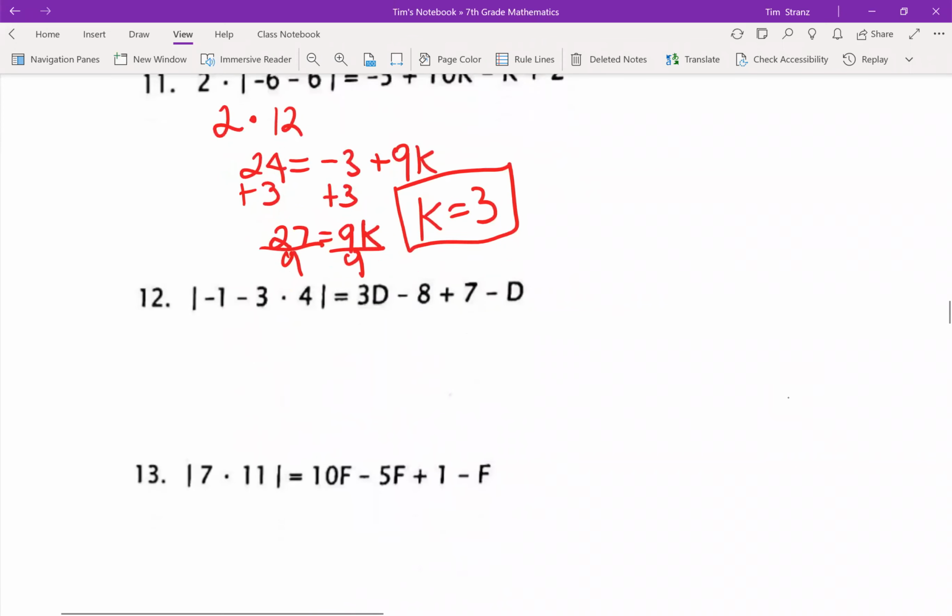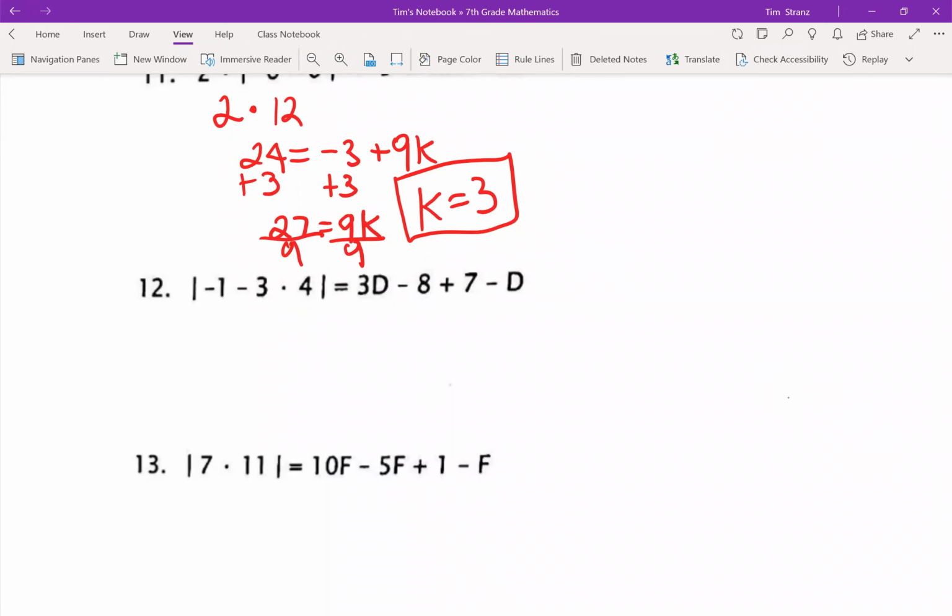Okay, number 12. Left side, we got -1 minus 3, which would give us a -4. -4 times a positive 4 would normally give us a -16, but it's absolute value, so it's going to be a positive 16. And on the right side, we got 3D minus 1D, which is 2D. -8 plus 7 is -1. Okay, I'm going to add 1 to this side, add 1 to that side. 17 equals 2D, divided by 2, divided by 2. D is going to be 8.5.